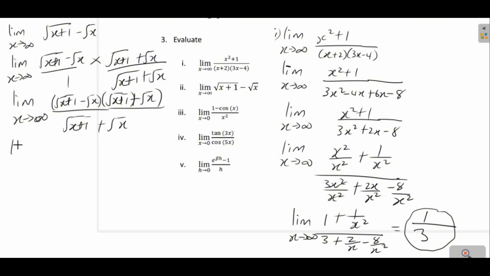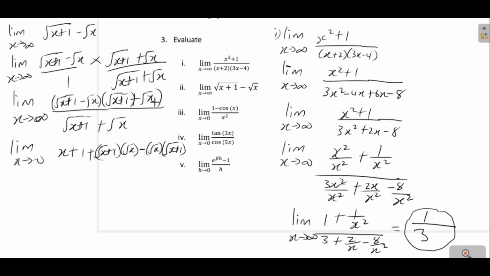Of course, let's expand the top part, which is the numerator. Now if we expand, root of x plus 1 times root of x plus 1 will just be x plus 1. And of course we will have root of x plus 1 times root of x. Clearly you can see that if you expand this term, you will have plus root of x plus 1 multiplying root of x. Then you have minus root of x also multiplying root of x plus 1.